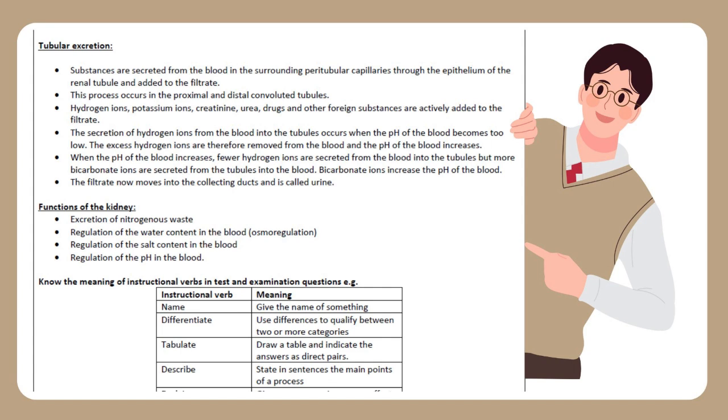Know the meaning of instructional verbs in test and examination questions, e.g. Name: give the name of something. Differentiate: use differences to distinguish between two or more categories. Tabulate: draw a table and indicate the answers as direct pairs. Describe: state in sentences the main points of a process. Explain: give your answer in a cause-effect or statement and reason sequence.